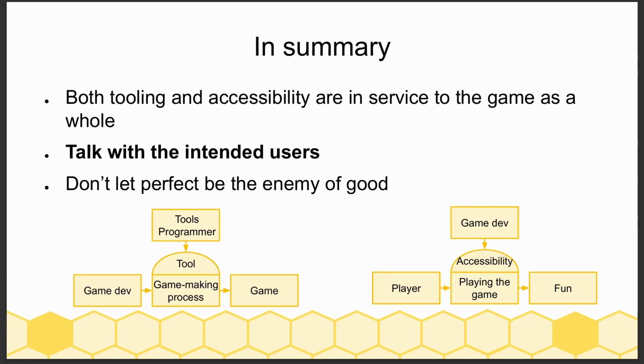So in summary, both tooling and accessibility are these kinds of invisible things in the background of the game, so we don't often think about it. But they are important parts of the game. Again, talk with the intended user of the tools or accessibility features and know what they need. And finally, don't let perfect be the enemy of good.